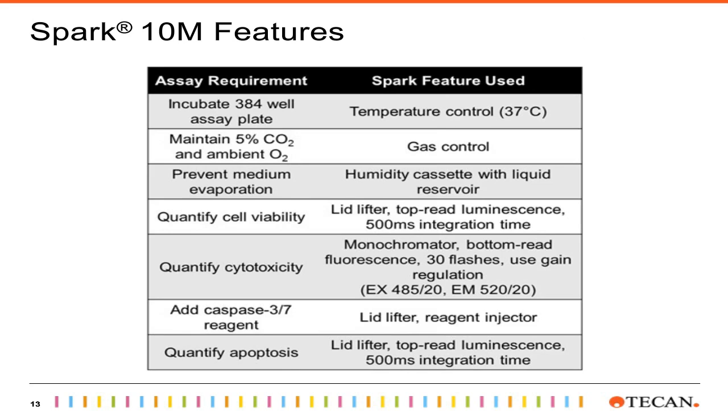So Katrin will be discussing Spark features later on in her talk, but I wanted to just briefly touch on some of the features of the instrument that we use for the applications that I'm talking about today. We first wanted to use the Spark as a cell culture incubator. So we use things like temperature control and gas control, which is CO2 in this case, for all of our experiments. While the reader doesn't have a humidity pan necessarily like a cell culture incubator does, it does have a humidity cassette with a reservoir that we used to incubate our plate in throughout the course of our experimentation.